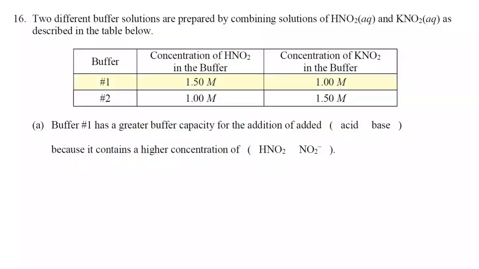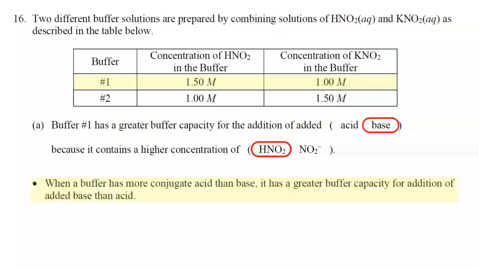Part A. Buffer number 1 has a greater buffer capacity for the addition of added, and we have to circle one of those words, because it contains a higher concentration of, and that would be HNO2. We can see that 1.5 molar is greater than 1 molar. So if it has a higher concentration of acid, then it's going to have a greater buffer capacity for the addition of added base. Again, here's that essential knowledge statement. When a buffer has more conjugate acid than base, it has a greater buffer capacity for the addition of added base than acid.